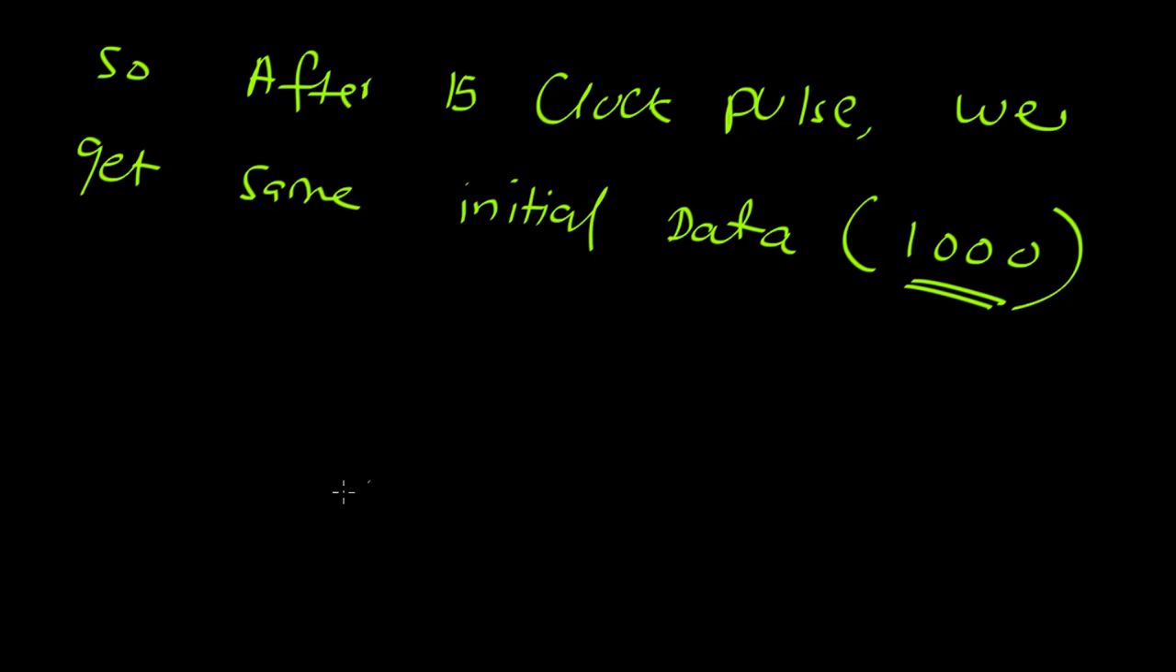So this is our initial data. After 15 clock pulses, again we get the same initial data. It's like this. Initially this is the state. So you can make a state diagram.